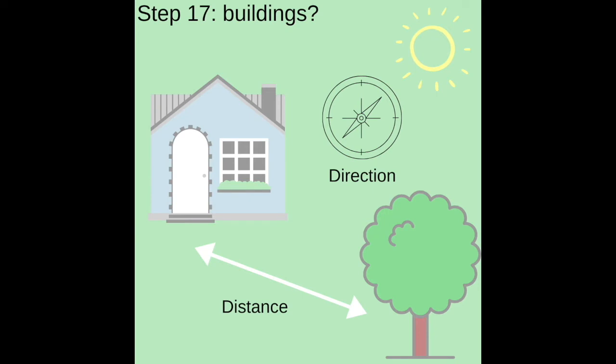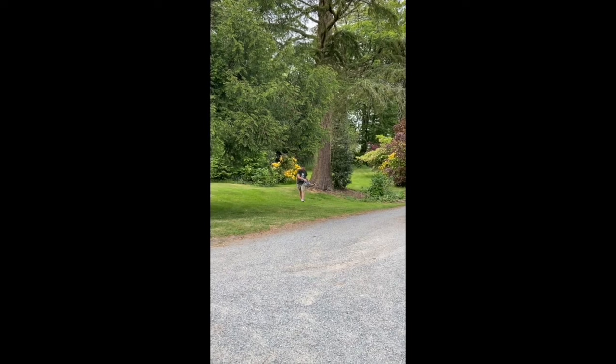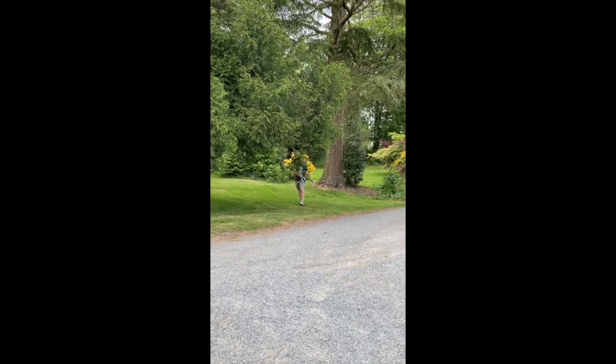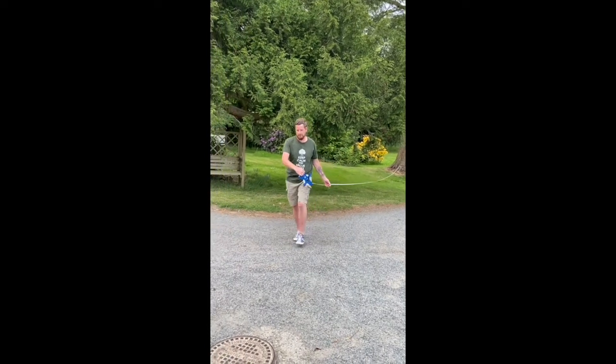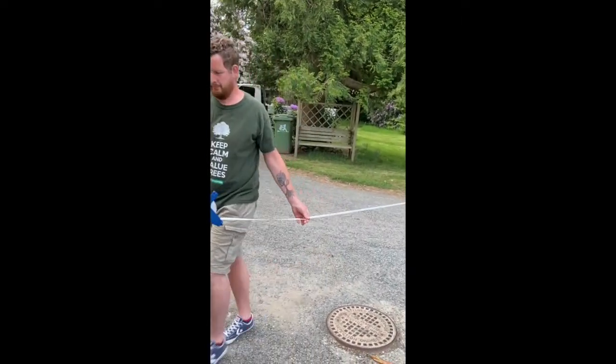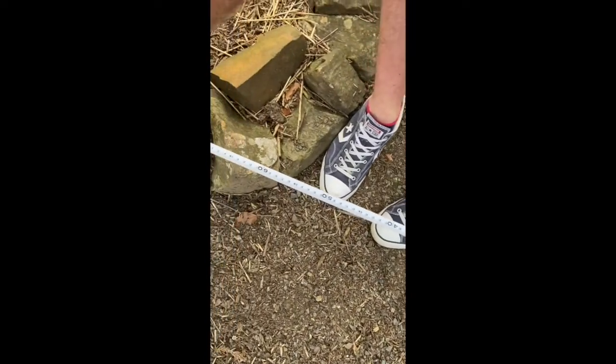Step 17 is for trees near buildings. If the tree you are measuring is over 3 metres in height and within 18 metres of a residential building, such as your house or a neighbour's, please record how far away the tree is from the building in metres and what direction it is in. Buildings don't need to be in the plot to be recorded. If there are multiple buildings within 18 metres, then please record the distance and direction from all of these. You don't need to include garages in this.